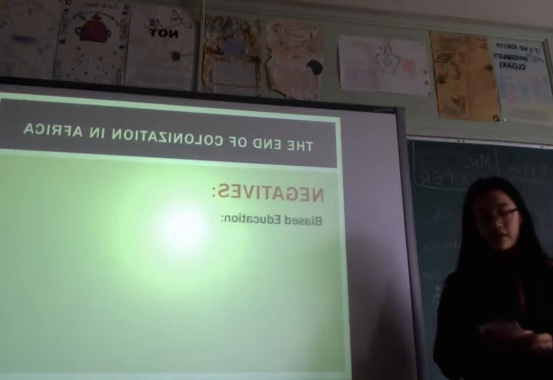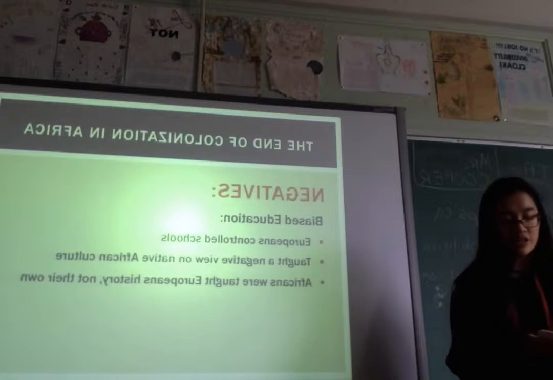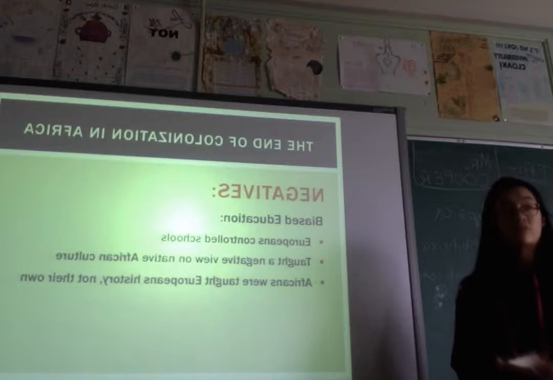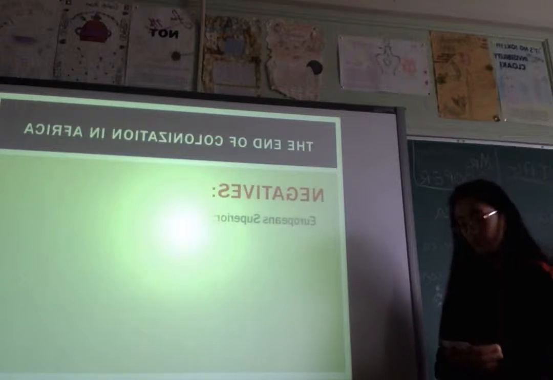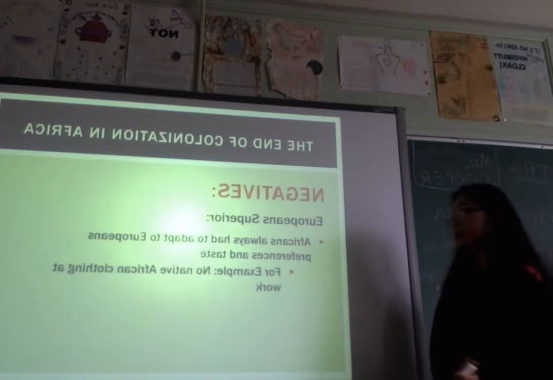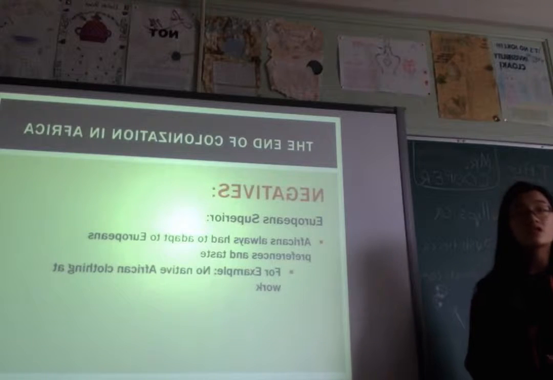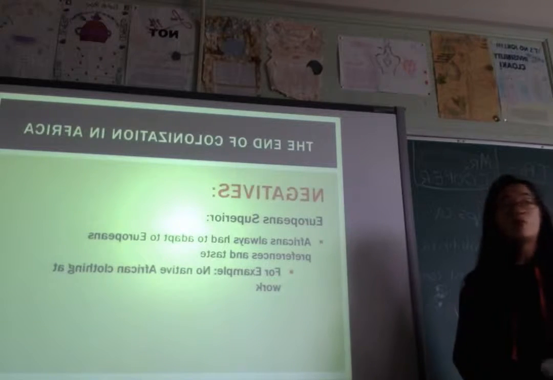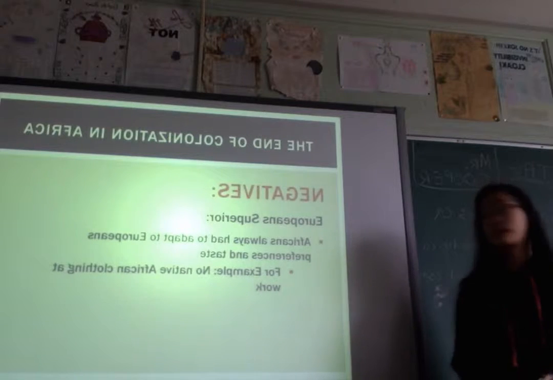And since the Europeans also controlled the schools, the children had a very biased education. So they were taught that their parents' beliefs were wrong, and they were only taught European history, not their own. So another thing was Europeans were always superior, so Africans always had to adapt to European preferences and changes. For example, no African clothing at work was permitted just because Europeans didn't like it.